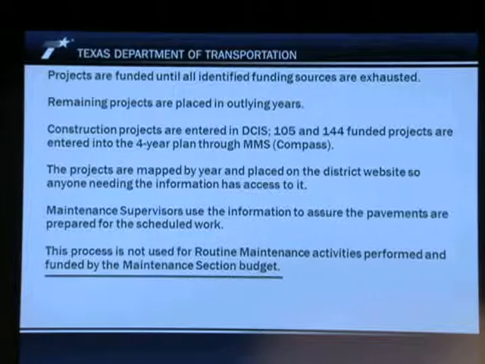Then once the funding is assigned, the projects are mapped by the year that they're selected for, and that map is then placed on the district website. I guess one of our primary users of that would be the maintenance supervisors. Let's take seal coat for example. They know 18 months to 2 years out what roads are going to be seal coated, so they can have some additional time to get those roads in good condition for the seal coat or for whatever the upcoming project is.